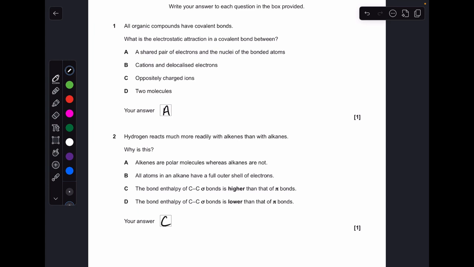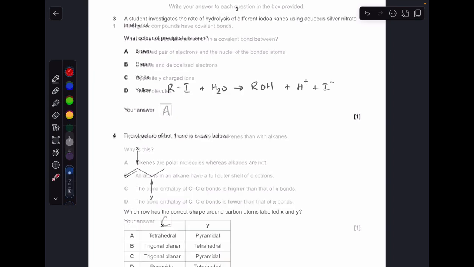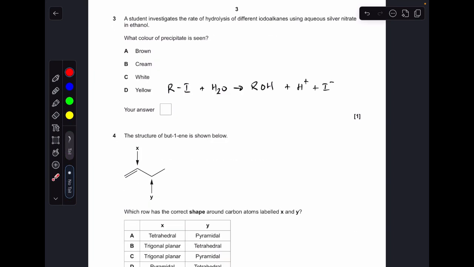The bond enthalpy of the C-C sigma bonds is higher than that of the pi bonds. Number 3, you'll notice I've drawn up the generic equation for the hydrolysis of an iodoalkane. So we're going to get an alcohol and an H+ ion and an I- ion. So we've got silver nitrate in there as well. So those silver ions are going to react with those iodide ions and they're going to make silver iodide, which is a yellow precipitate. So the answer was D.